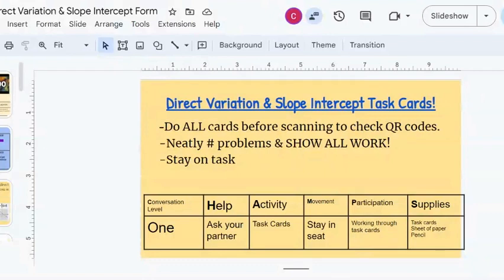Direct variation notes are here, so when you're watching this video, make sure you're respectful of the class environment. Have a conversation level 0. Raise your hand. Work on the class notes. Stay in your seat. Follow along with the notes. Ask questions as needed, and you need your journal, notes, and calculator.